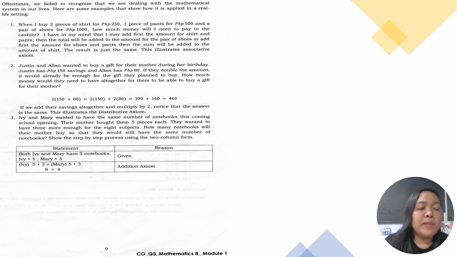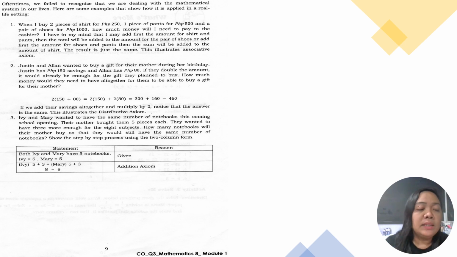So as you can see there, Justin's saving plus Alan's saving. If they double the amount, we just have to multiply times 2, right? So as you can see, we multiply the amount times 2 to the total sum of their savings.